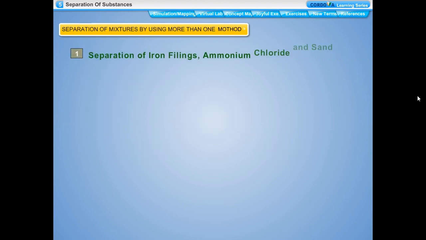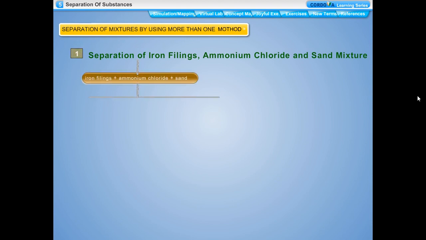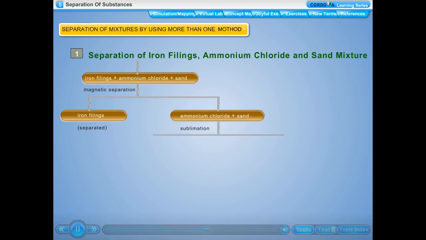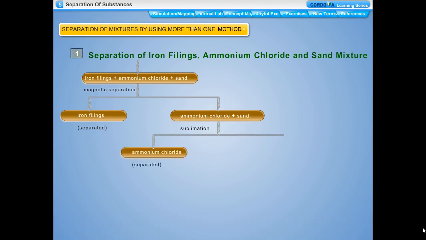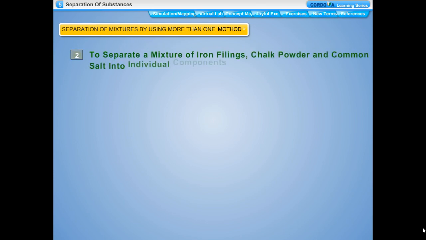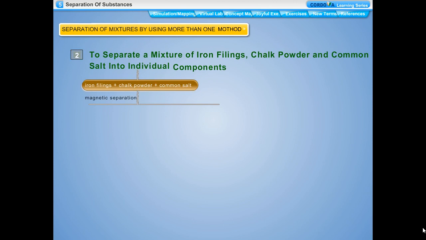Separation of iron filings, ammonium chloride and sand mixture. To separate a mixture of iron filings, chalk powder and common salt into individual components.